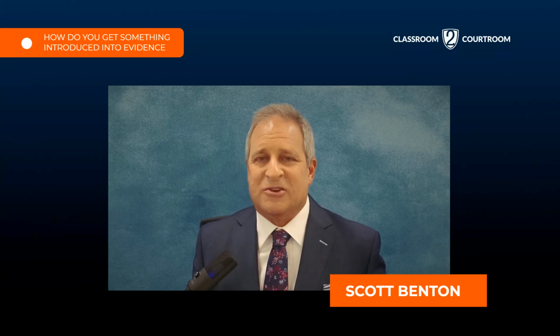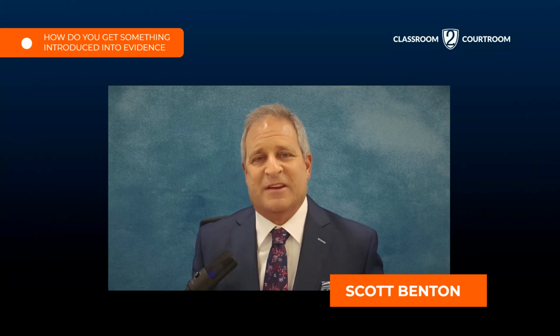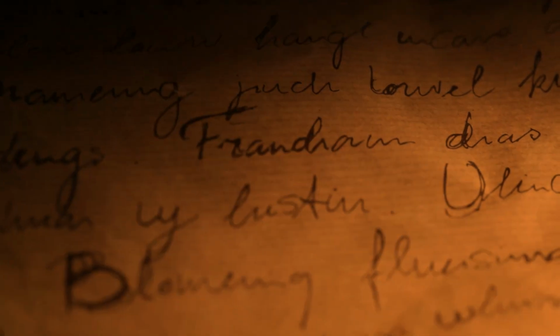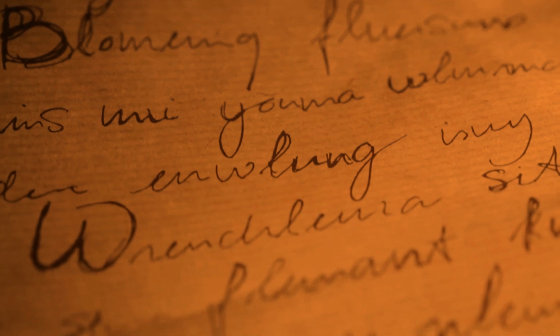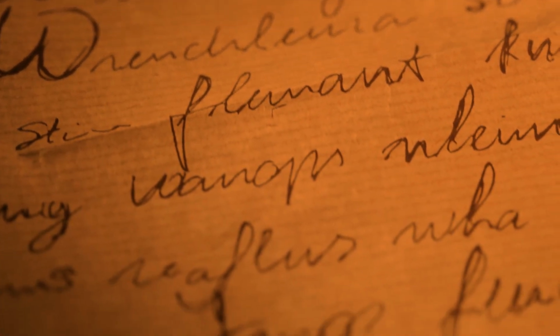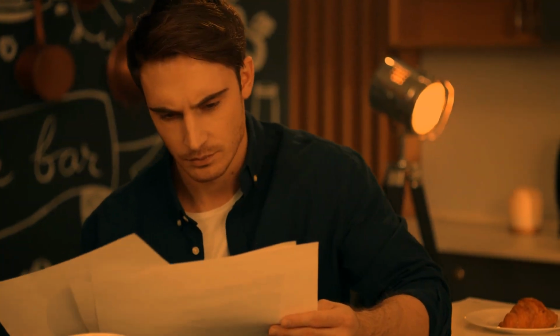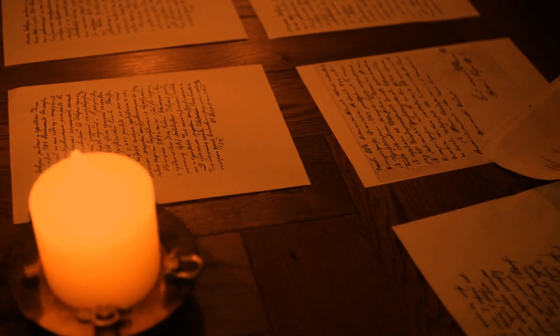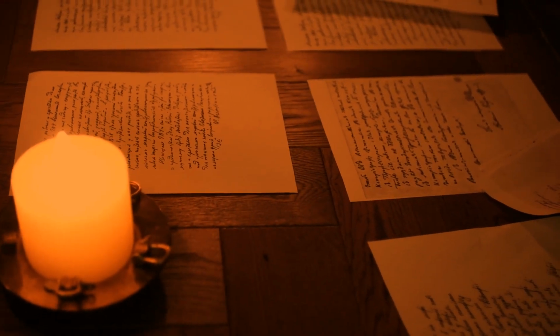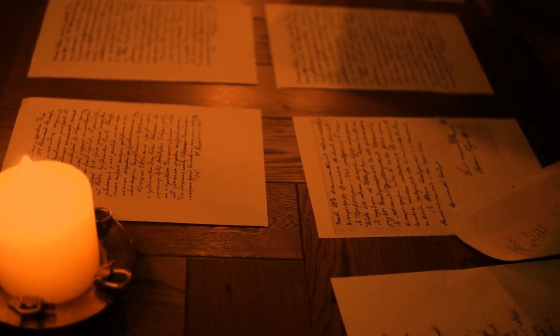Now, one way that you're going to be able to get something entered into evidence is going to be through an expert witness. So let's say that you have a case where there's a will, and you're arguing that the signature on the will was forged. And in this case, you're probably going to want to get a lot of different writing samples, as many as you can, of the named signer, so that you can have the handwriting expert look at those and match them and determine whether or not that named person did sign that will, that document.